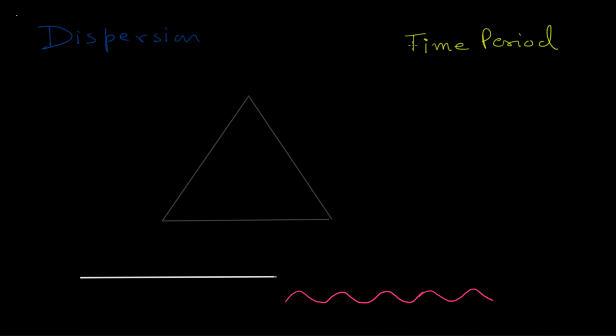That's a very specific name. So what is time period? Any disturbance from any given point goes to some other state, some other state, and comes back to that same state. That is called one time period. Okay, the time taken to complete one oscillation.